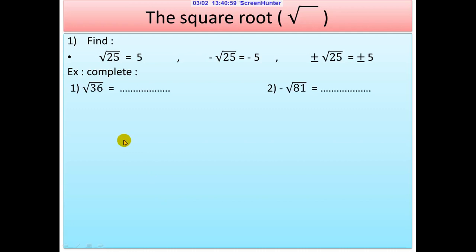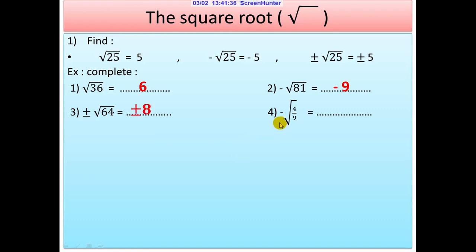Exercise. Complete. Here he asked me to find the positive square root of 36. It means we take the positive answer, it will be positive 6. Number 2, negative square root of 81. It means we take the negative answer, it will be negative 9. Number 3, positive or negative square root of 64. Here he asked me to take both answers, positive or negative, so it will be positive or negative 8.